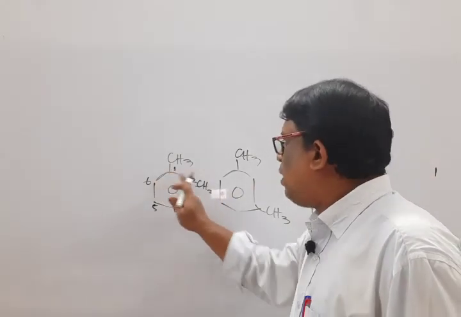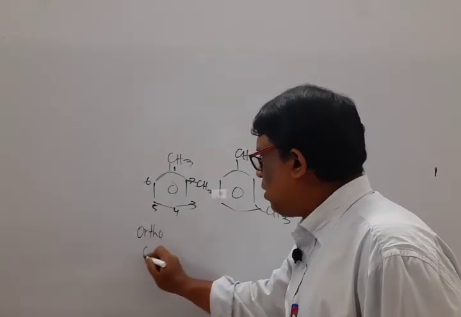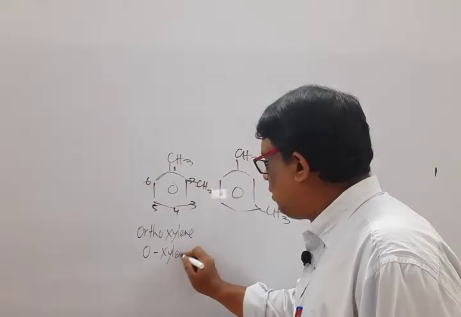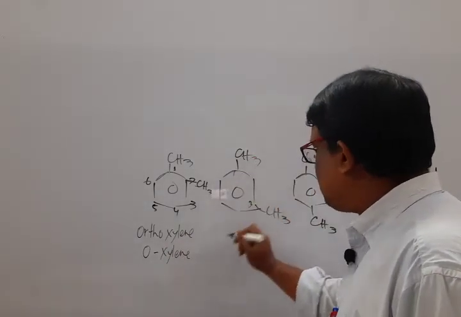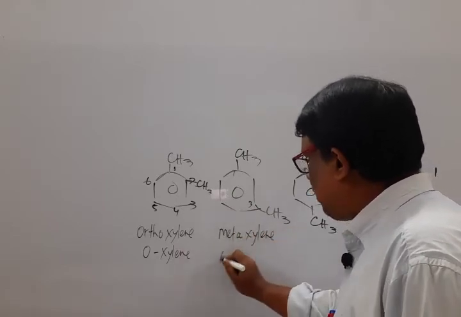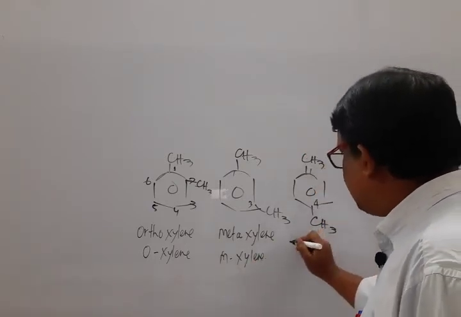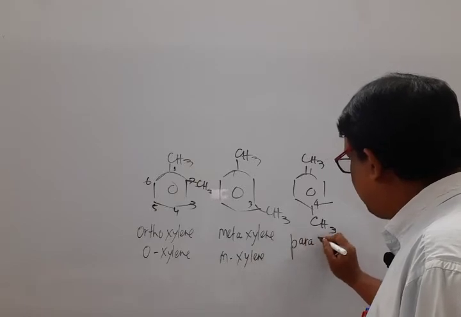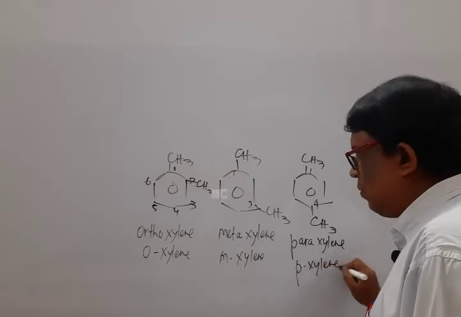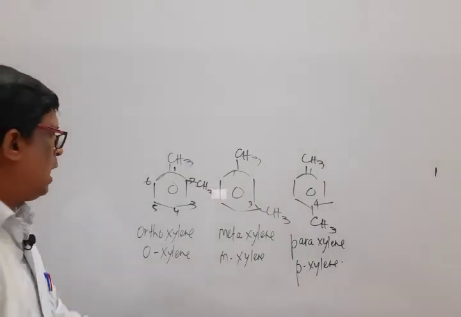And remember that the 1,2 position is known as ortho, shortcut O, so ortho-xylene, or we can write o-xylene. If the 1,3 position is there, it is known as meta, so meta-xylene or m-xylene. And if the 1,4 position is there, it is known as para, or shortcut p-xylene. These are disubstituted products.